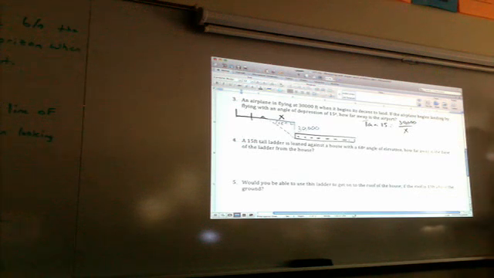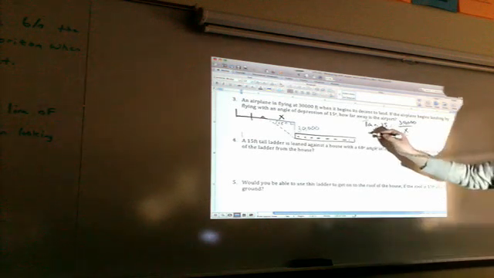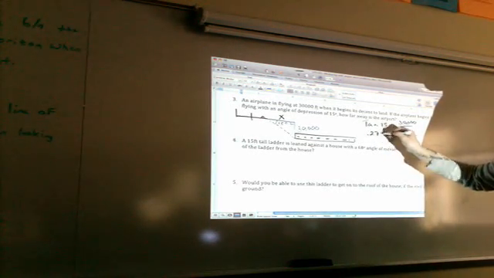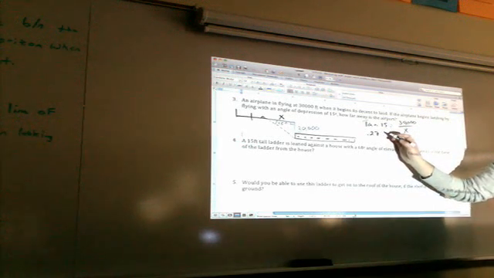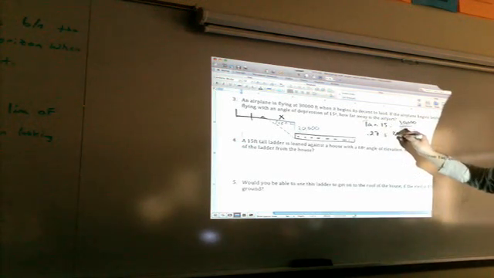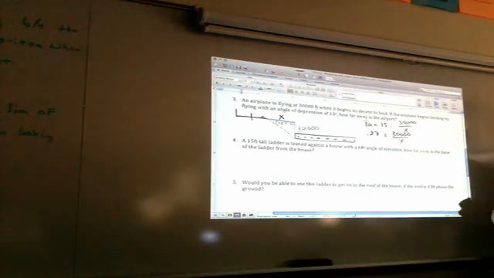Okay, we get the point. What's tan of 15? 0.27. It's like 0.268 something. Okay. So 0.27 equals 30,000 over x. Now how do I solve for x?